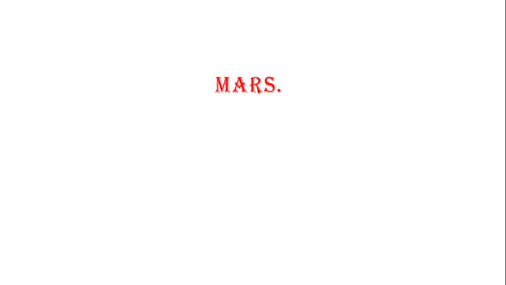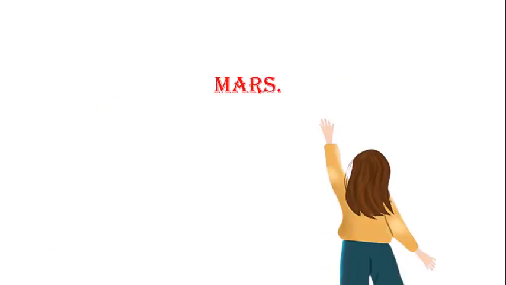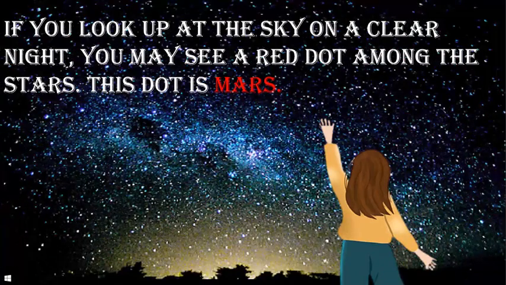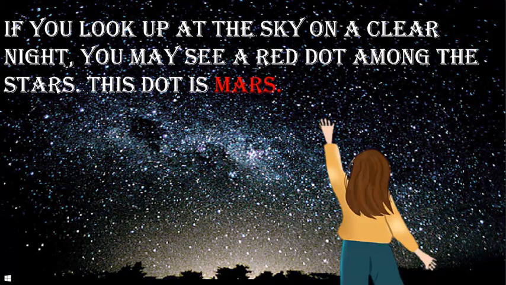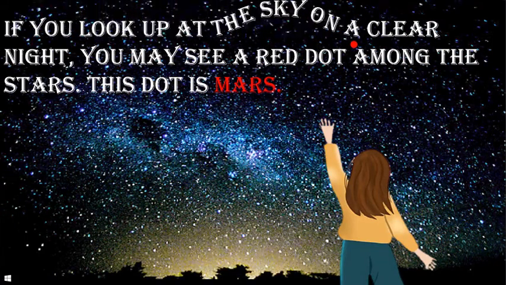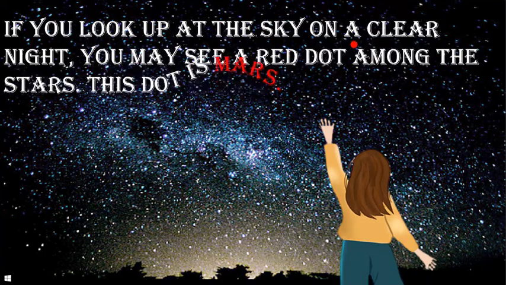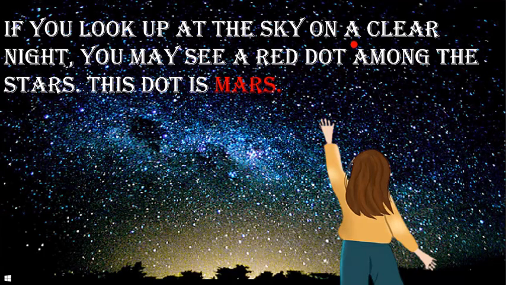Alright everyone, the word Mars, it is one of our 9 planets, right? If you look up at the sky on a clear night, you may see a red dot among the stars. That red dot is called Mars. What is that red dot, everybody? Yes, Mars. If you look up at the clear sky, not in the cities because of the air pollution, you can't see it, but in the countryside where there is clear air, you can clearly see a red dot, which is planet Mars.